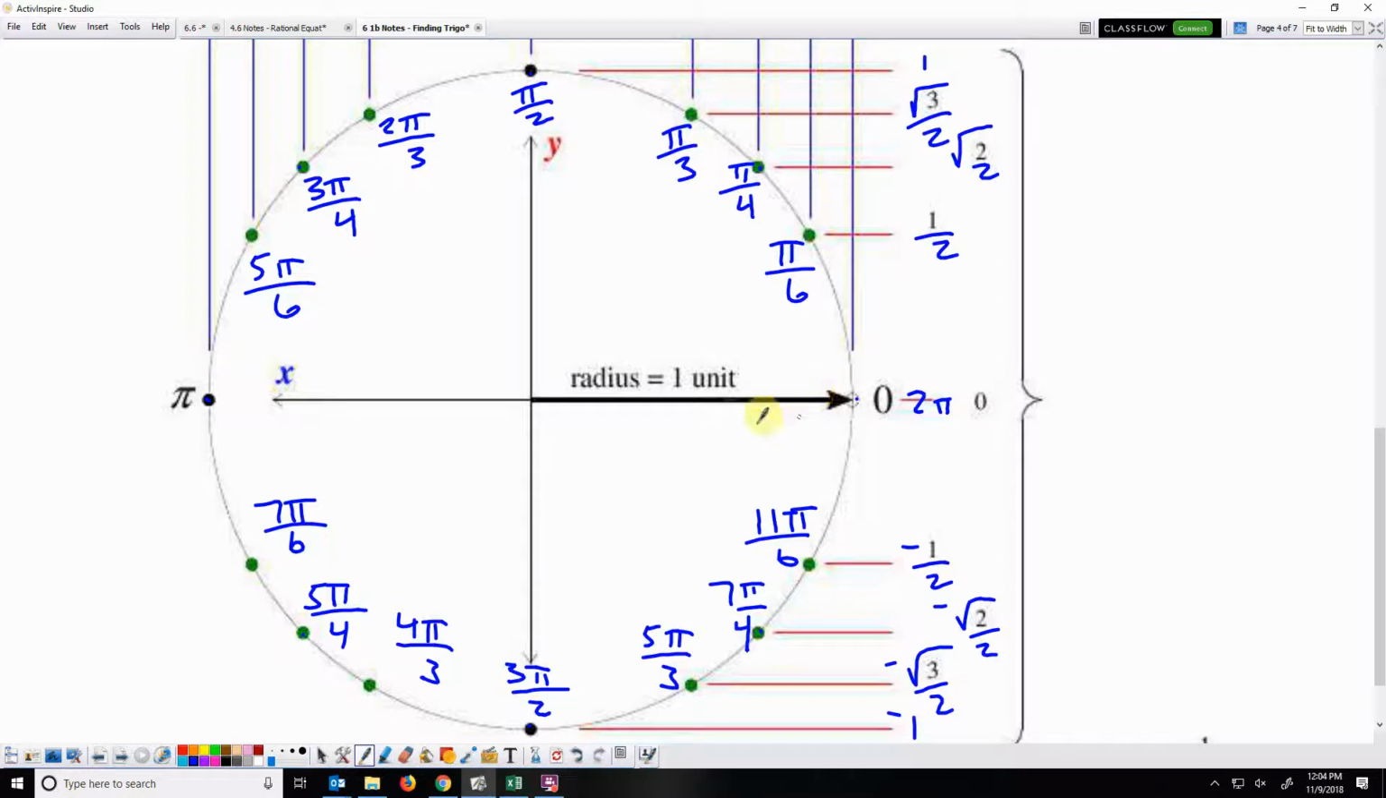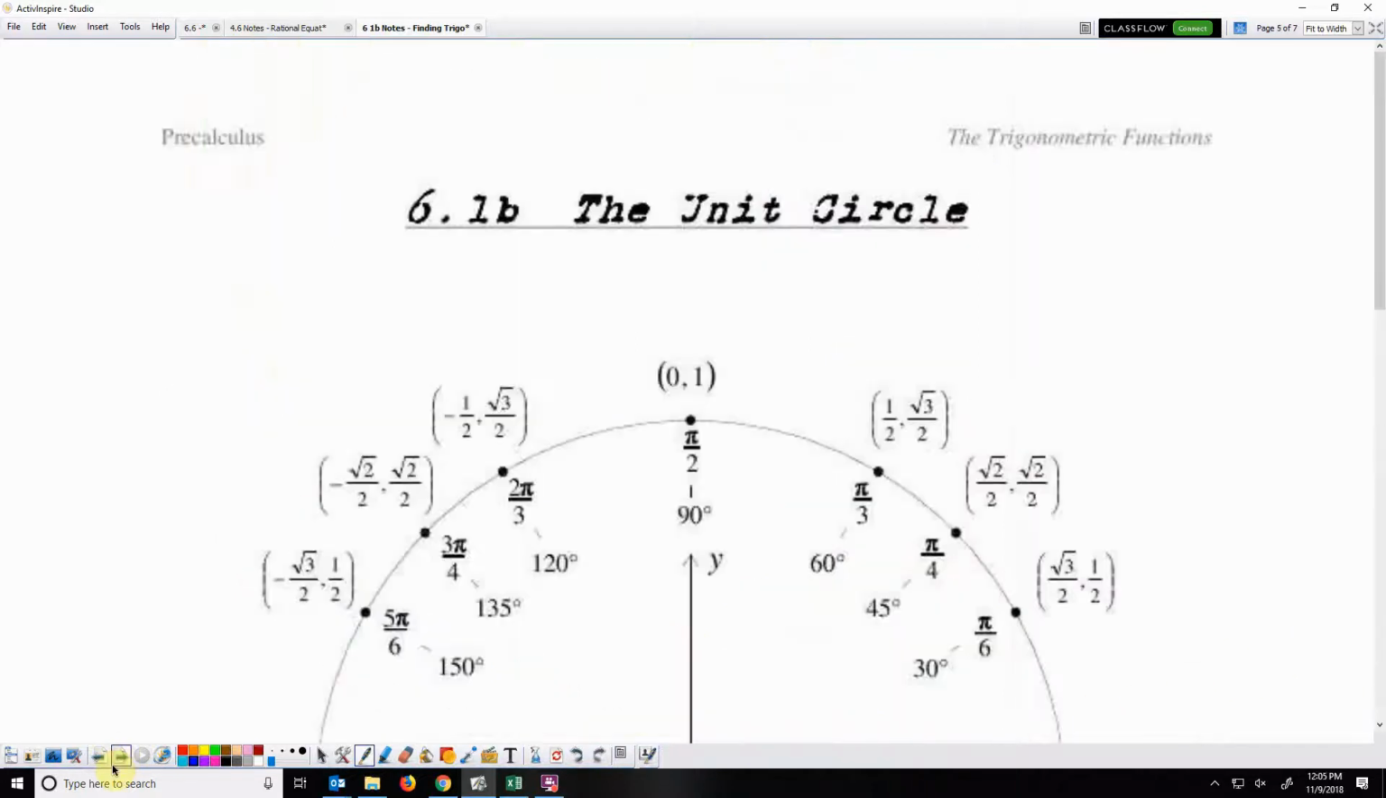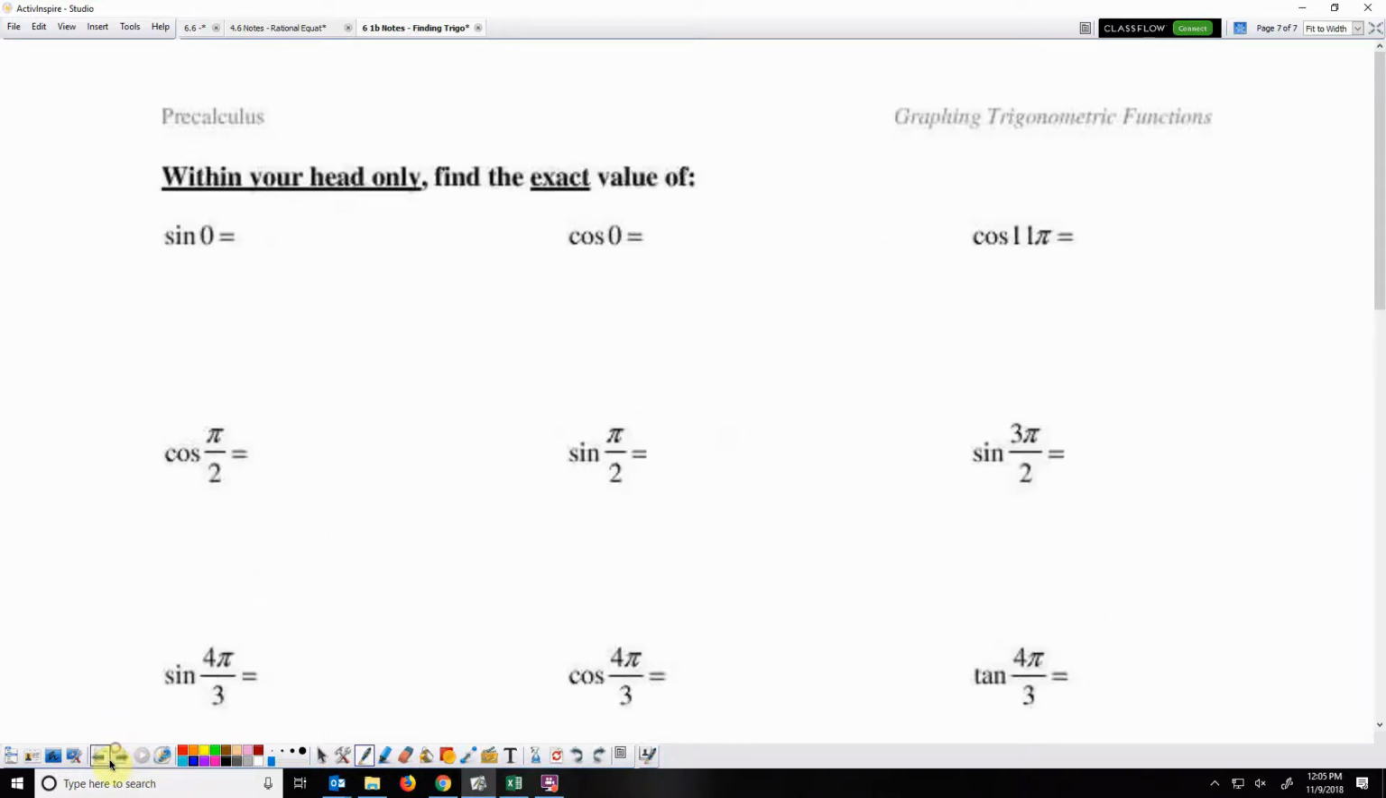Okay, so we're going to need to be able to count by fourths and by sixths around this unit circle, and we're going to need to be able to count x and y values, left, right, up, and down. Okay, so we want to find the exact value of all these sine, cosine, tangent, and their reciprocals. I want you to be able to do this within your head only. I'm going to have to draw some pictures on here just because I can't show you what I'm thinking.